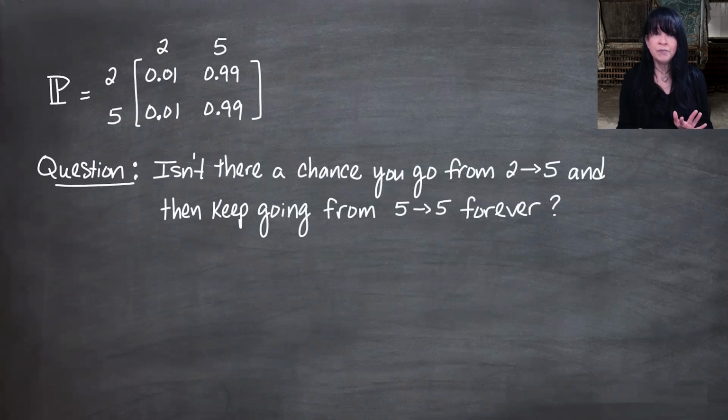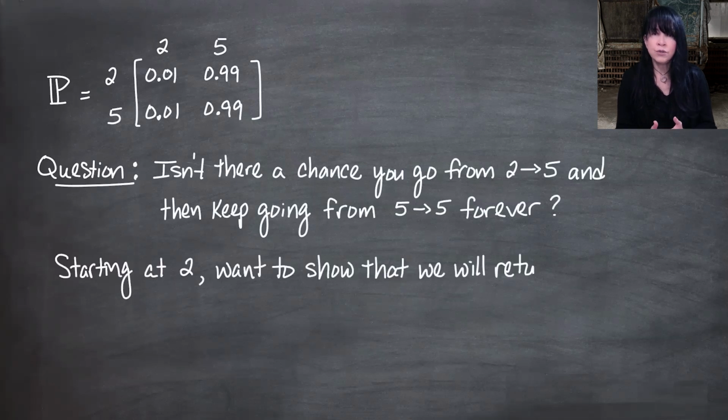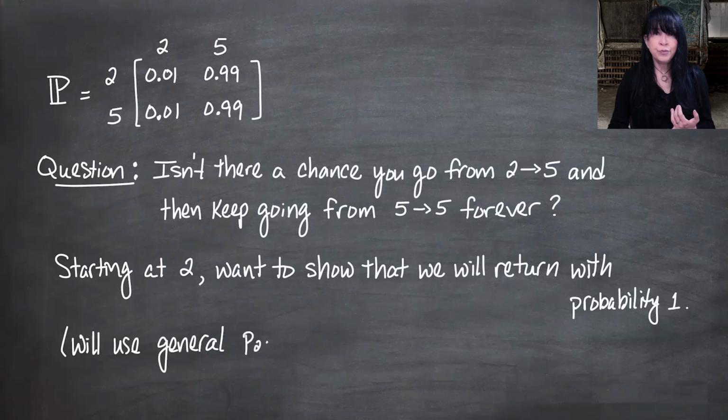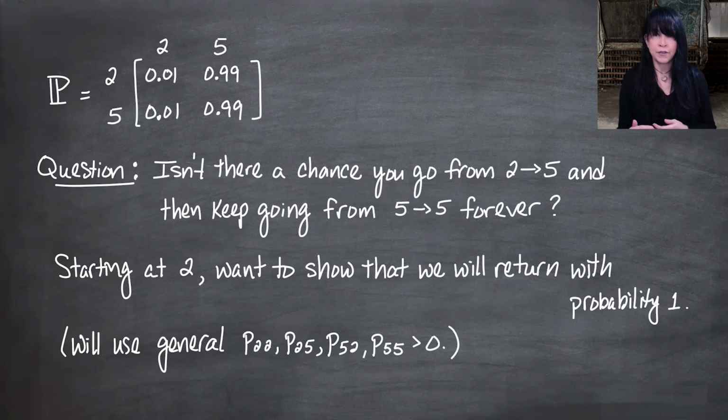Make these really extreme. So starting from 2, it looks like you have a high probability of going to 5. And then from 5, you have a high probability of staying at 5. Make these as extreme as you want, but I want to prove that starting at state 2, I will definitely return in finite time. To do this, I am not going to use these specific numbers. I'll use more general transition probabilities, little p sub 2,2, p sub 2,5, p sub 5,2, and p sub 5,5. And I'm going to assume all of these are positive so that we can move around the space, even though the probabilities may end up to be pretty extreme. I want to assume they're at least all positive.